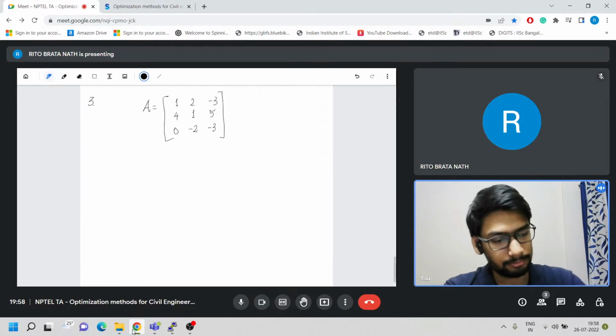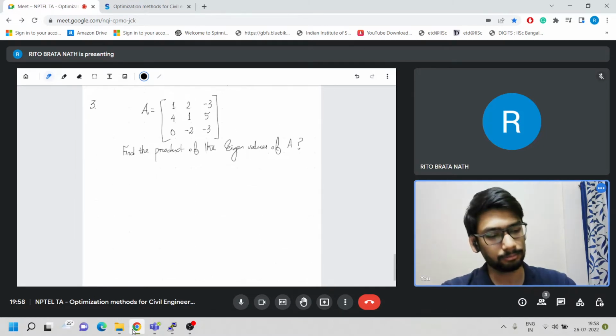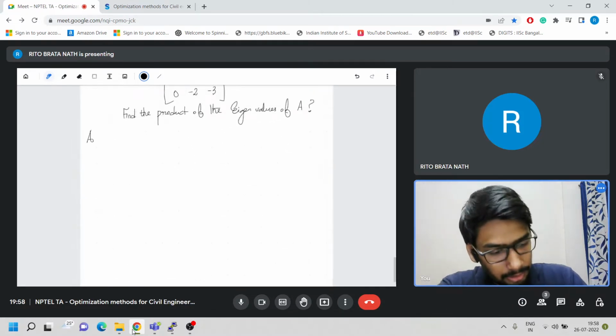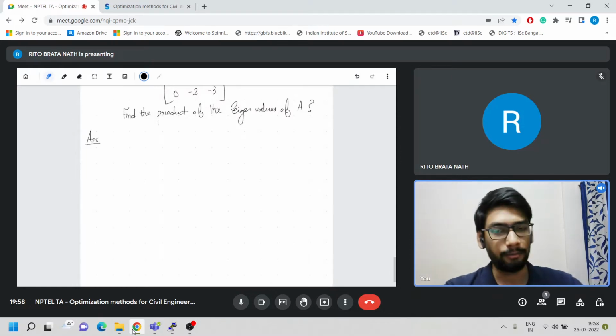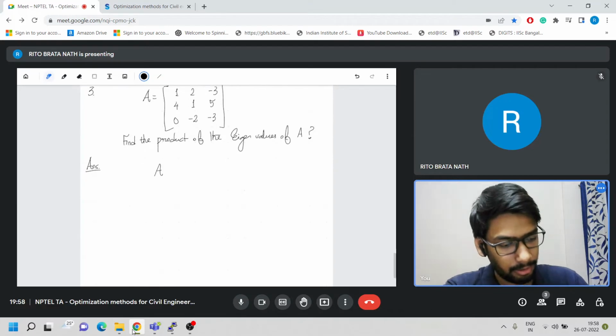So find the product of the eigenvalues of A. So this is the question. Now, many of you might have gone through this problem already, but let me tell you the basics of it.